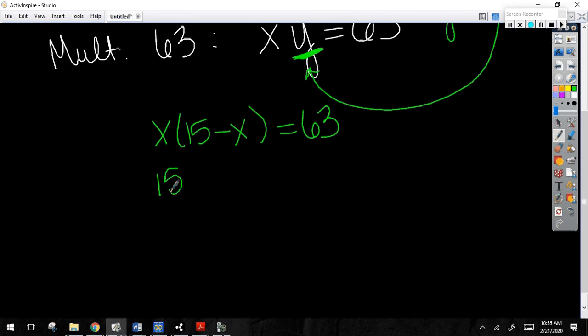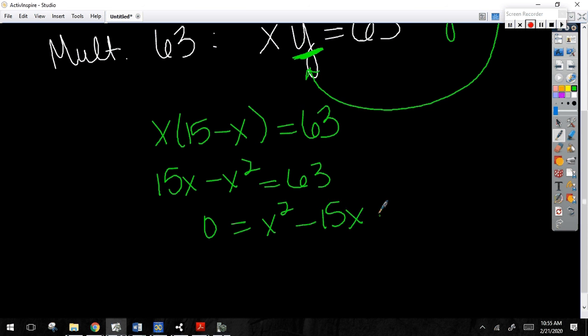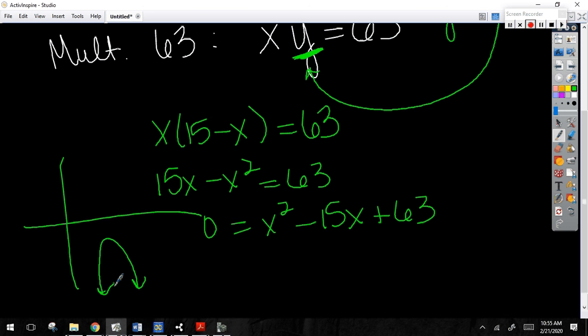So now what I have is 15x minus x squared equals 63. And if I get everything on the same side, I have x squared minus 15x plus 63. At this point, I can graph it and find where it crosses the x-axis to find the solutions. And guess what happens? There are no real zeros. There are no two numbers. And you go, uh-oh.